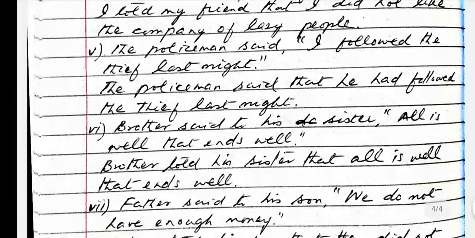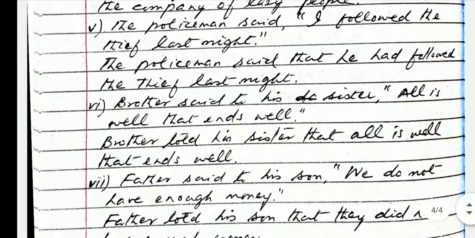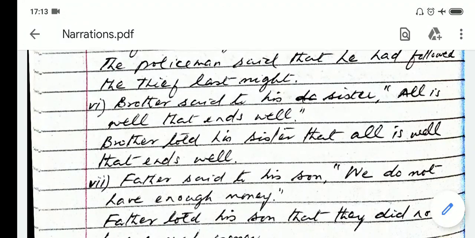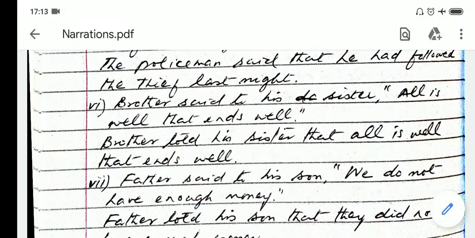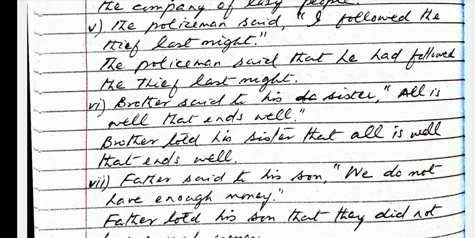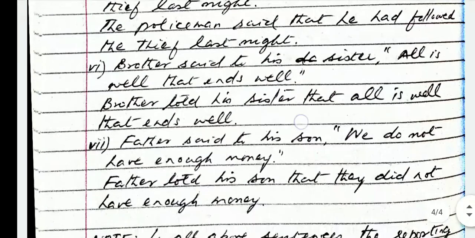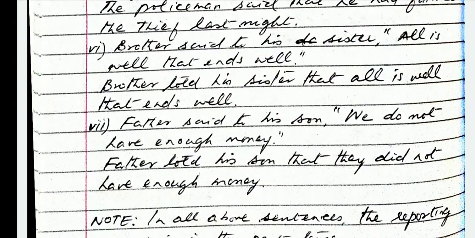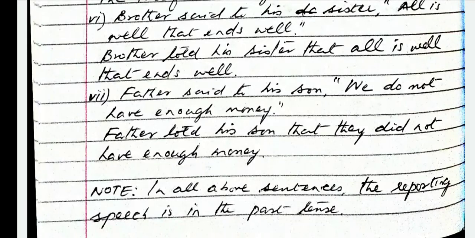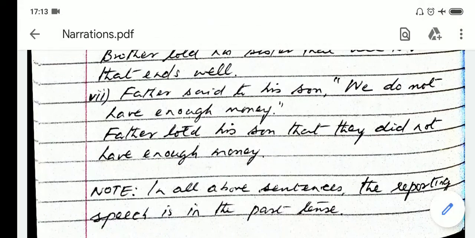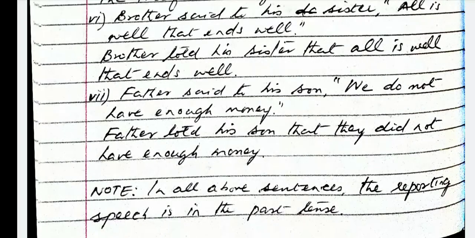Brother said to his sister, "All is well that ends well." This is a universal truth again, an idiom. Brother told his sister that all is well. Is will remain is because this is a universal truth. This is an idiom. And said to will change into told because there were two people, brother and sister. Father said to his son, "We do not have enough money." Father told his son that they did not have enough money. Do becomes did. This is in the present indefinite tense, which will change into past indefinite tense according to the rules.